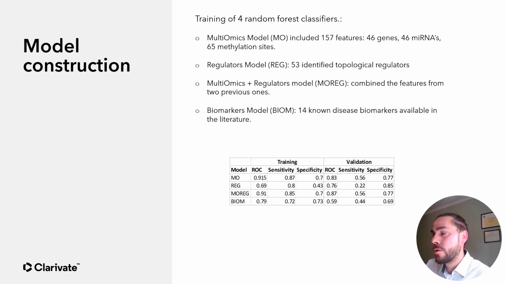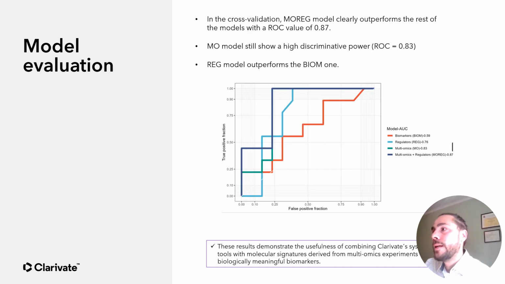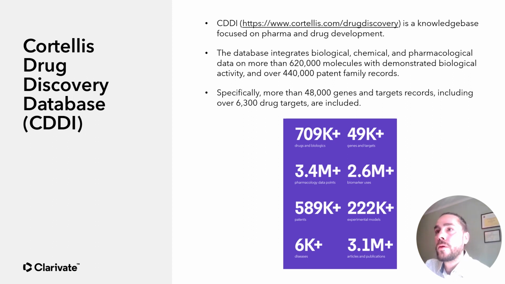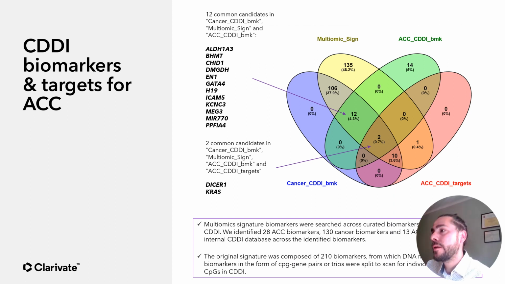Statistics about the training and the cross-validation process of the different models can be found in this table. In the cross-validation, the MOREC model, combining multi-omics features and regulators, clearly outperforms the rest of the models with a higher ROC value. These results demonstrate the usefulness of combining Clarivate systems biology tools with molecular signatures derived from multi-omic experiments in order to identify biologically meaningful biomarkers. Cortellis drug discovery database was used in order to evaluate the biomarkers knowledge. We identified from our multi-omics signature that a large amount of the features were already known biomarkers of different cancers, and specifically 12 of the identified features are already known biomarkers specific to the ACC disease.